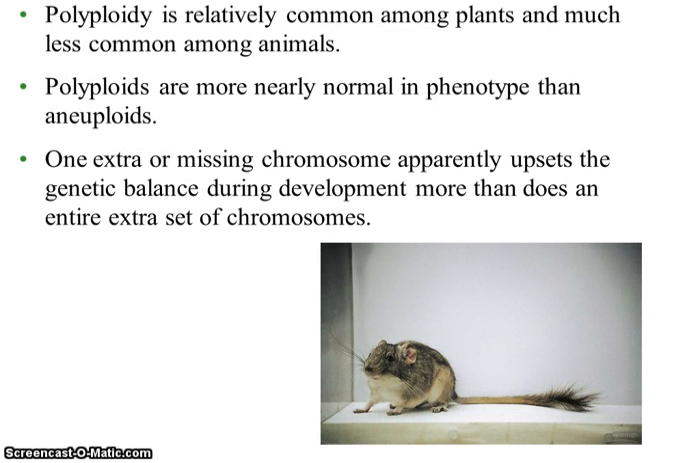A polyploid is much more common in plants, and you can get a normal phenotype. One extra or missing chromosome usually upsets the genetic balance during development more than an entire extra set. It's kind of interesting.